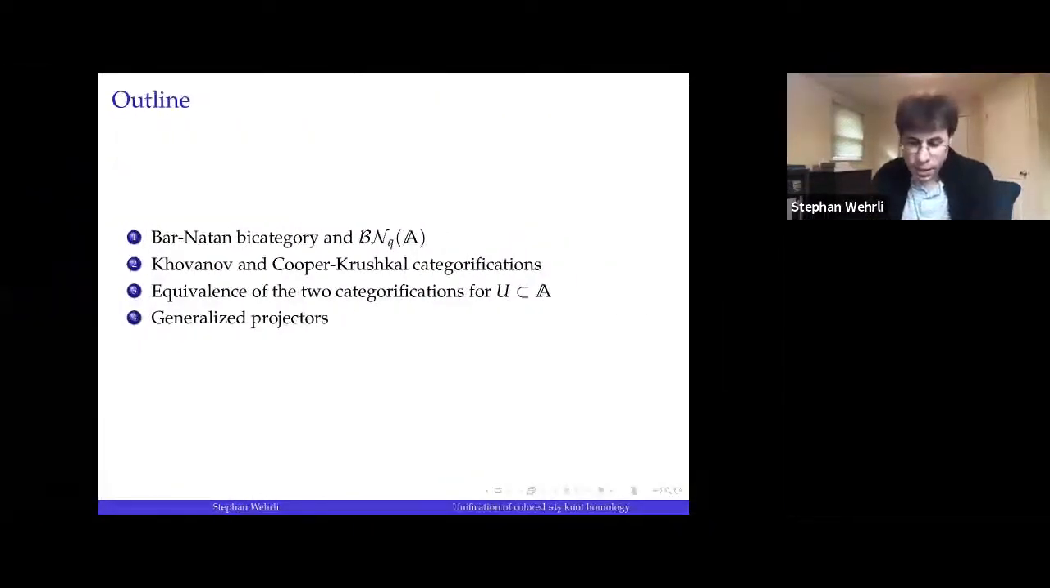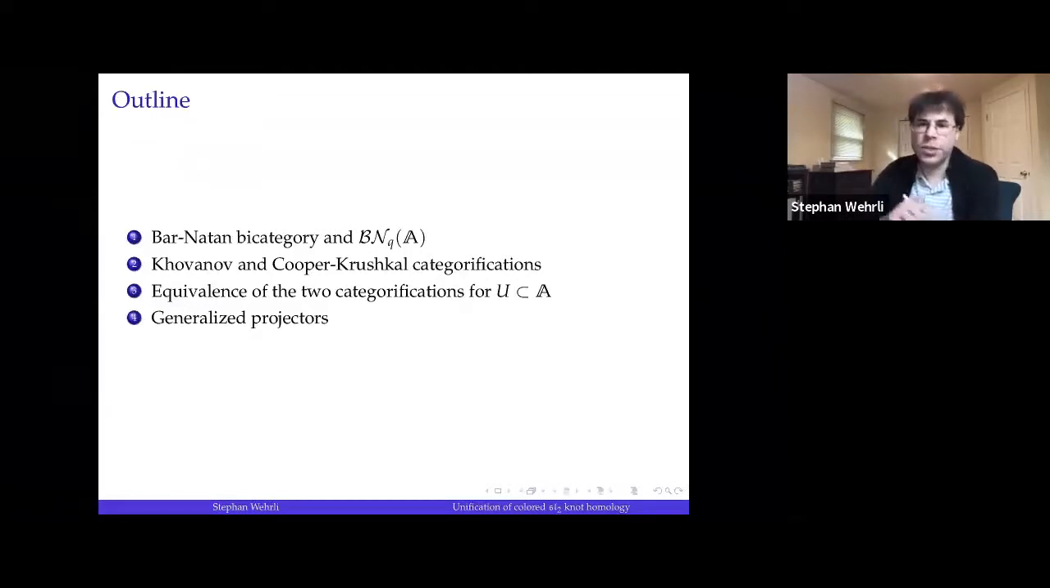And first, before I come to that, I want to define Bar-Natan's bicategory and also the quantum annular Bar-Natan category that I mentioned before. Then I will recall the definition of Kavanagh and Cooper-Kruskal's categorifications of the colored Jones polynomial. Then I want to tell you why they are equivalent for the colored annular unknot. And at the end, I will talk about general projectors, and I will briefly explain how generalized projectors can be used to extend the results that hold for the unknot to arbitrary framed annular knots that are closures of 1-1 tangles. So that's the plan.